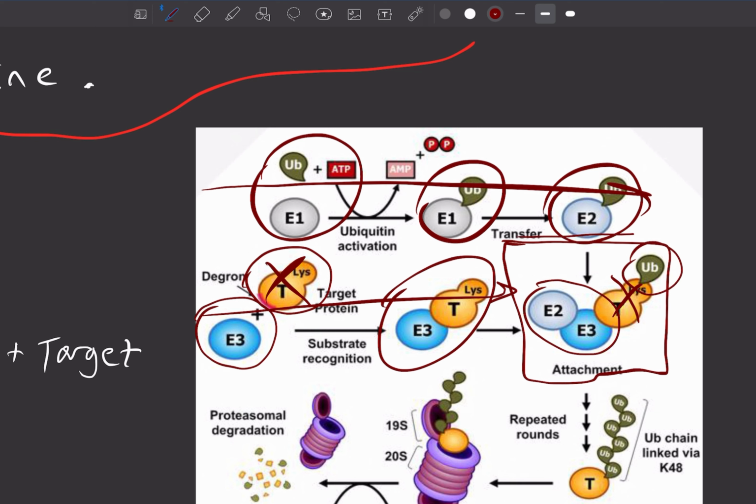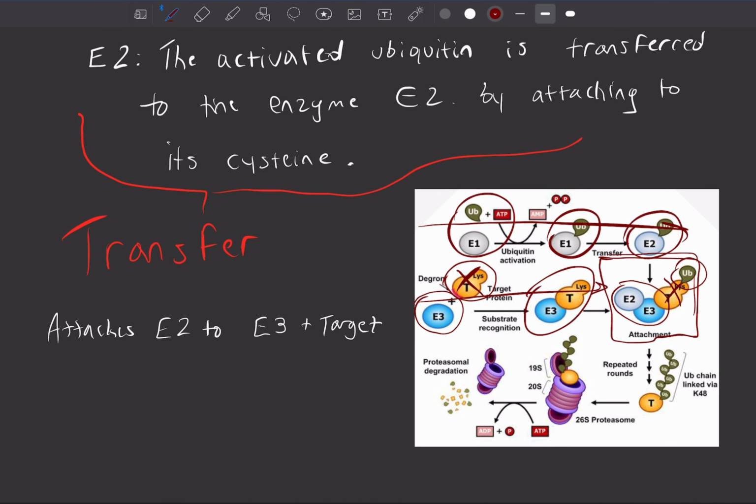So this is very important. I don't know if there's a term for it in biochemistry, but to help you guys, I call it the E2 to E3 target complex, because that's what is formed. You have the E2, the E3, the target protein, and then the ubiquitin.